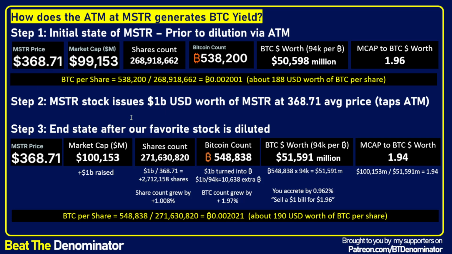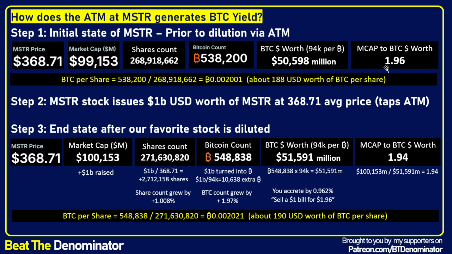Price per share 368, market cap 99 billion, number of shares outstanding 368 million, Bitcoin count 538,000. What's the total worth of all of that Bitcoin? Well, that's $50.5 billion. And market cap to NAV, which for the purpose of this demonstration I'm calling BTC dollar worth, that's a 1.96. You get to that number by dividing the market cap by the value of the Bitcoin, and you get to a 1.96.